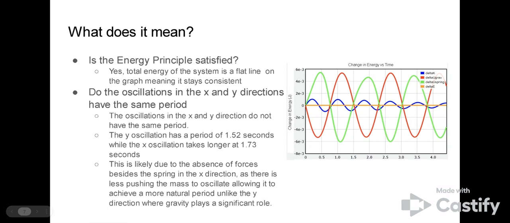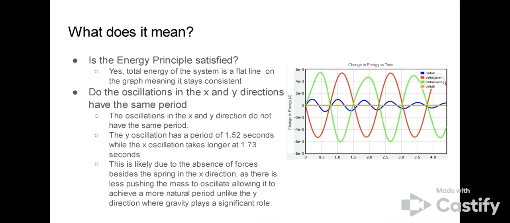So what does it mean? There were 2 main questions that we needed to answer with this lab. The first one was, is the energy principle satisfied? And that would be yes, because the energy principle says that the energy of the system remains constant, and as you can see, this is the change in total energy, delta E, the orange line here, and throughout the entire experiment it just stays a flat line, which means that the total energy of the system is not changing.